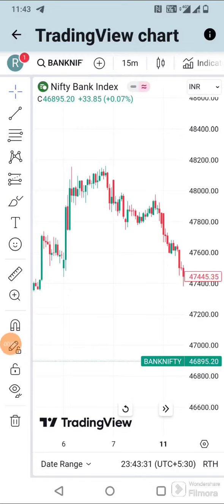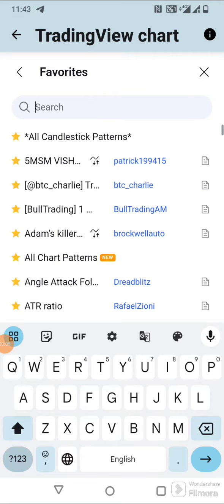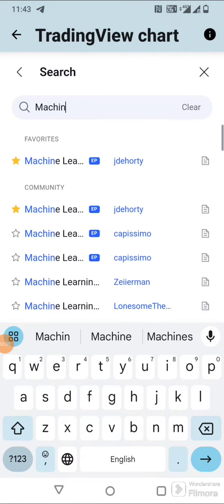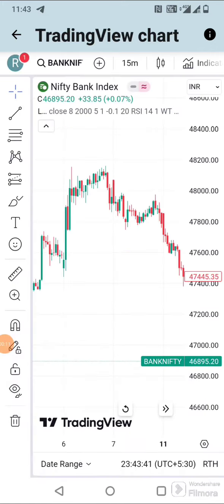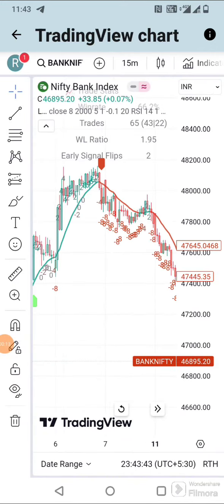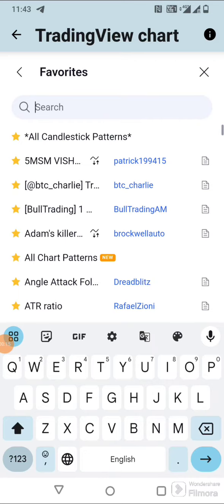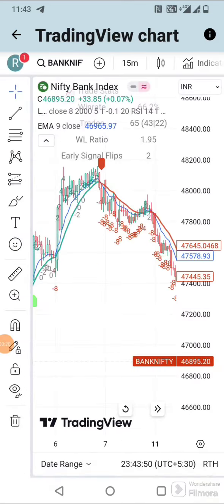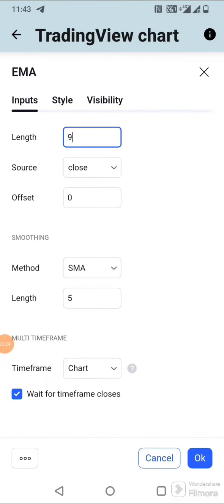Friends, today I am going to share one more indicator strategy. Go to tradingview.com. In the indicator section, search machine learning, JD Shorty. Add one more indicator, that is EMA. In the EMA settings, make the length 200.